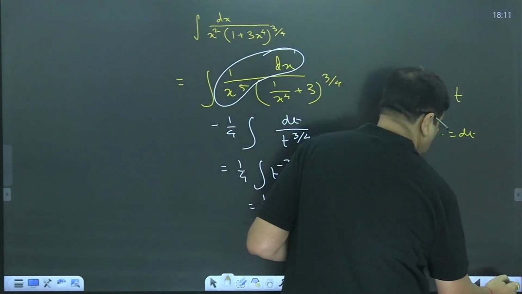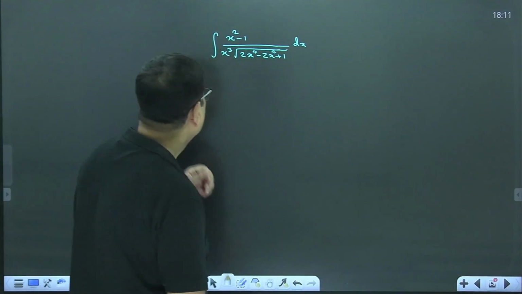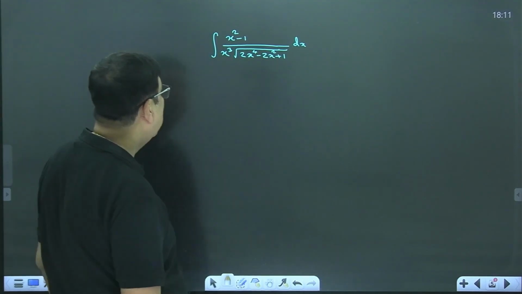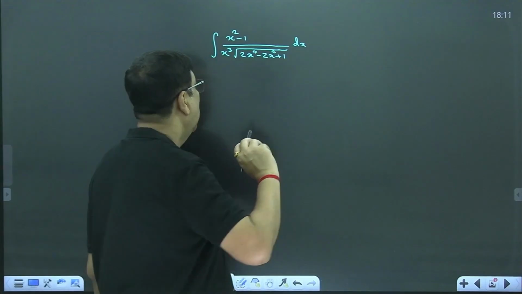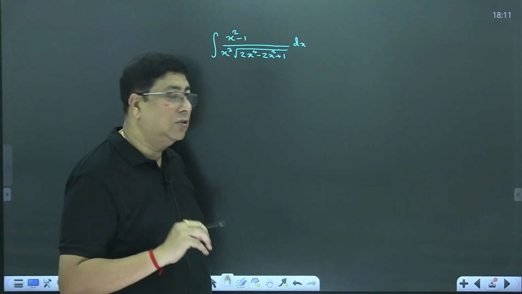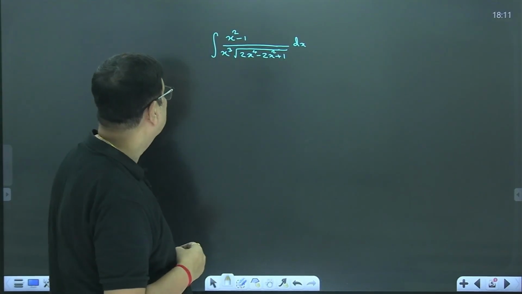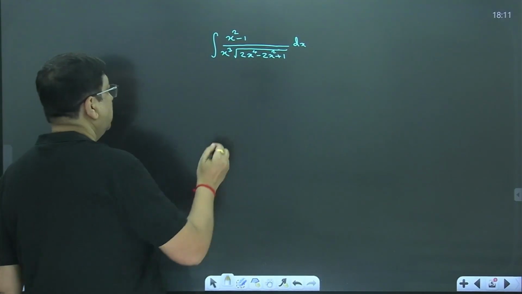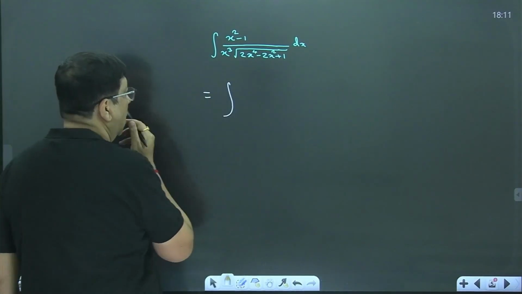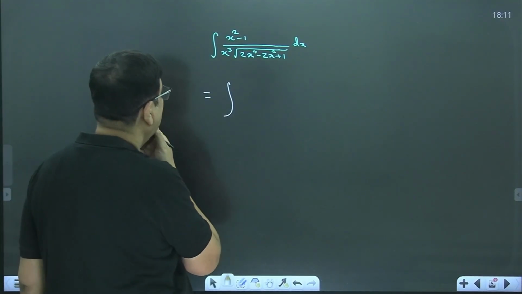Next, for example, this sum, actually it was an IIT question. I think it is a 2006 or 2008 IIT question. So what to do here? In this case, what can you do? Let's see. What to do, everybody?